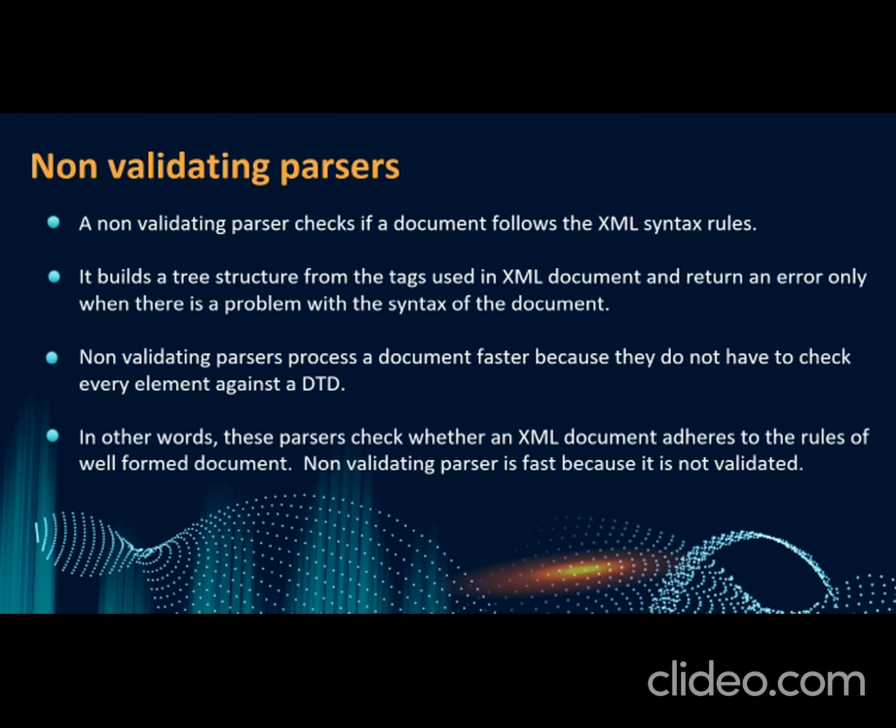Looking into the non-validating parser. A non-validating parser checks if a document follows the XML syntax. It builds the tree structure from the tags in the XML document and returns an error only when there is a problem in the syntax of the document. It doesn't check every element against a DTD. Because of this, non-validating parsers are faster than validating parsers.